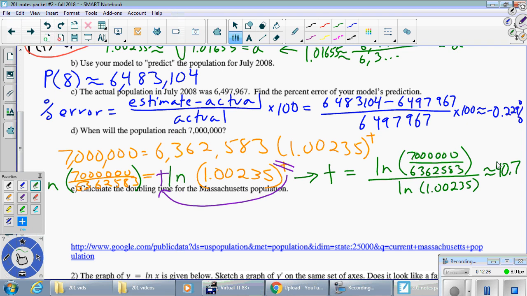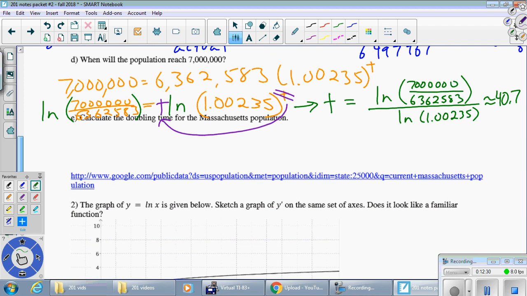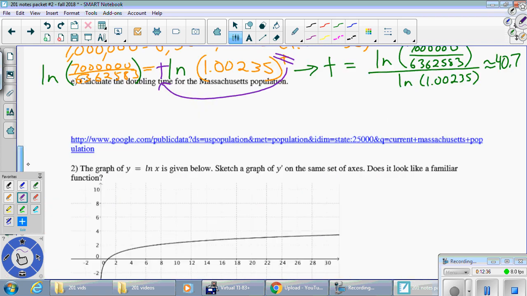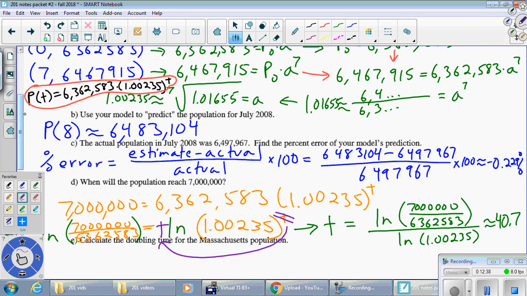Okay, and then finally, calculate the doubling time for the population. So the doubling time is how long it takes for the population to double. And so what am I going to do? Let's take a look at this red circled equation again. I want the population to be double what it initially started at, and this is what it initially started at. So I should double that number and put it here.